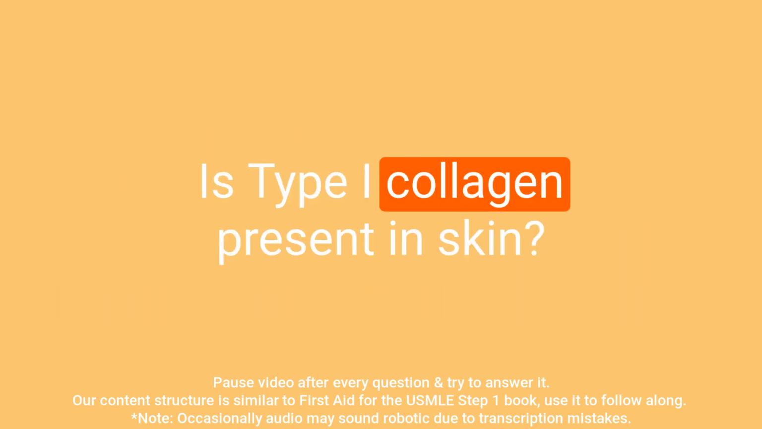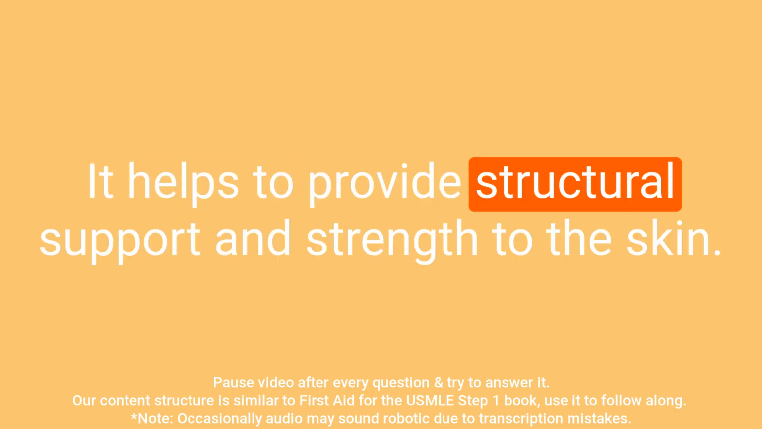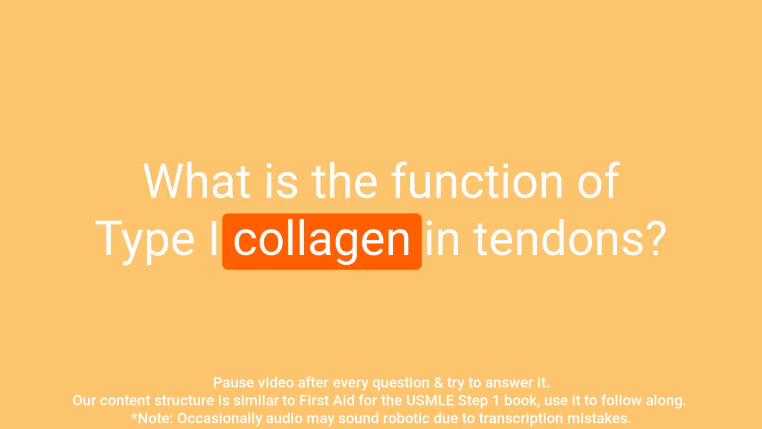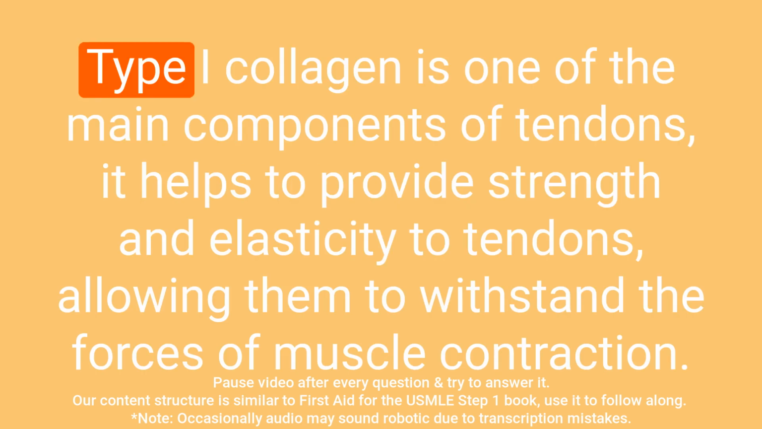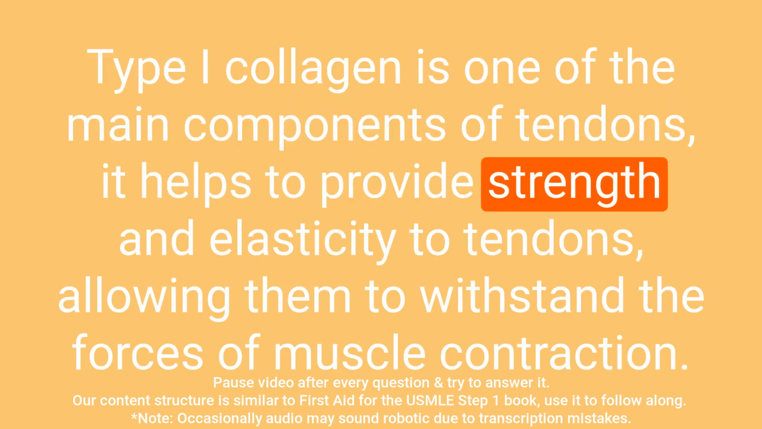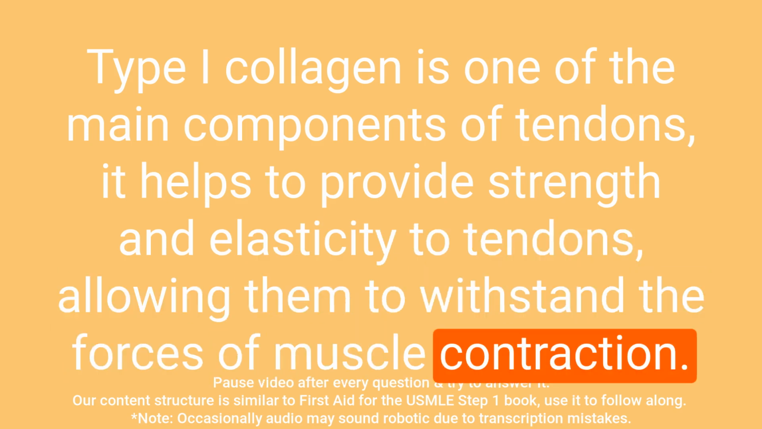Question: is type I collagen present in skin? Answer: yes, type I collagen is present in skin. It helps to provide structural support and strength to the skin. Question: what is the function of type I collagen in tendons? Answer: type I collagen is one of the main components of tendons. It helps to provide strength and elasticity to tendons, allowing them to withstand the forces of muscle contraction.